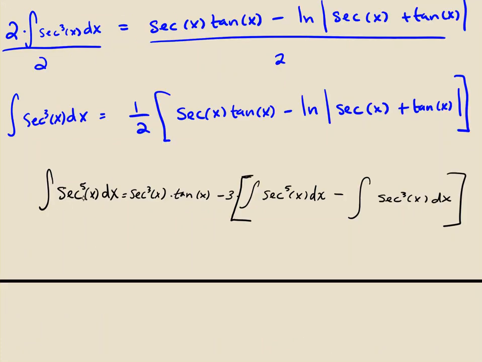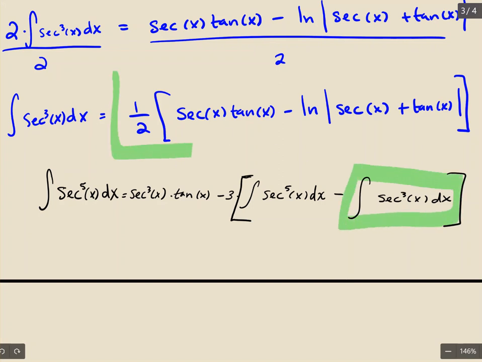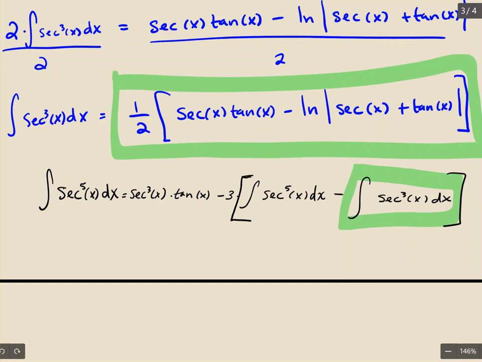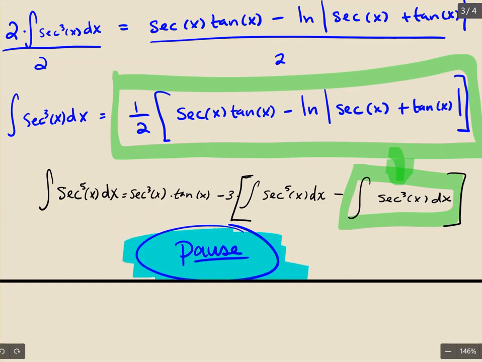So the integral of secant to the fifth of x dx was this expression. Now we know that this integral is equal to this, so we can make that substitution on our next row, keeping in mind that this whole expression was being multiplied by 3. Why don't you take a moment to pause the video and make these substitutions, unpause to check your work.